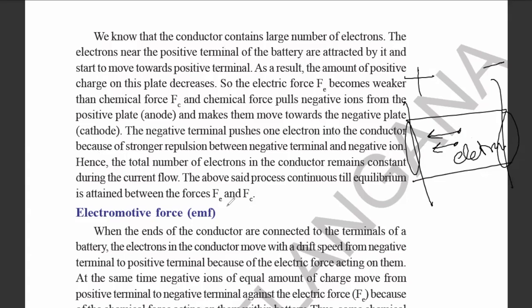As a result, the amount of positive charge on the plate decreases. Why? Because electrons are coming. They are attracted towards the positive charge. The net positive charge on this plate will decrease. So electric force becomes weaker than chemical force. The chemical force pulls negative ions from the positive plate and makes them move towards the negative plate.